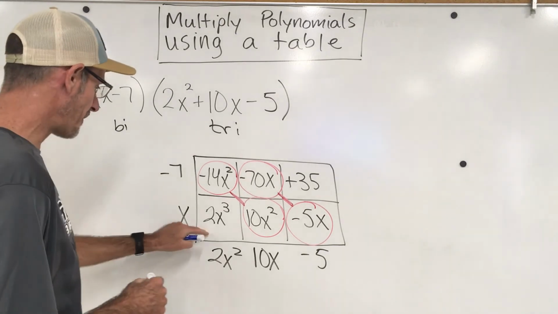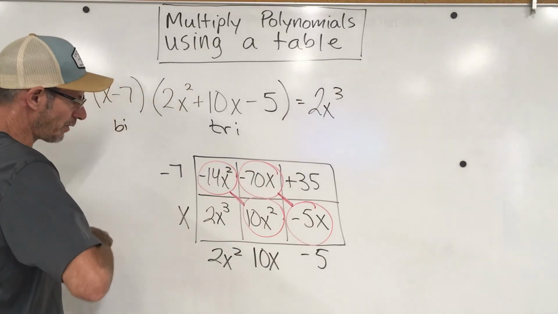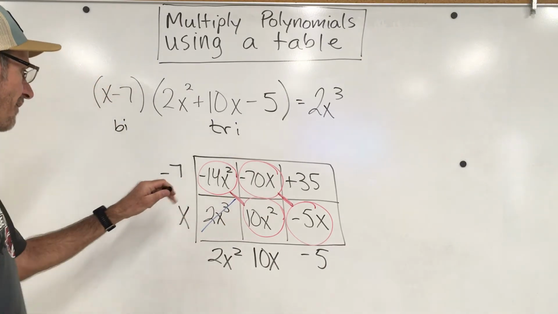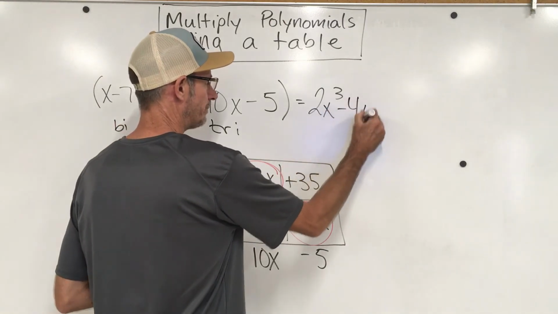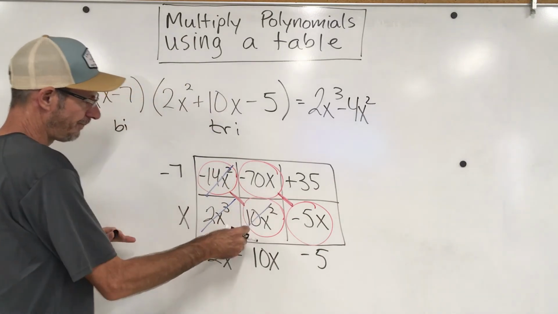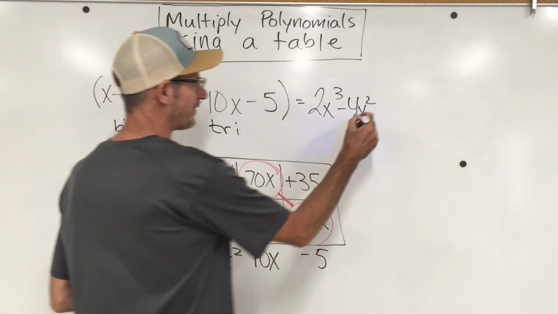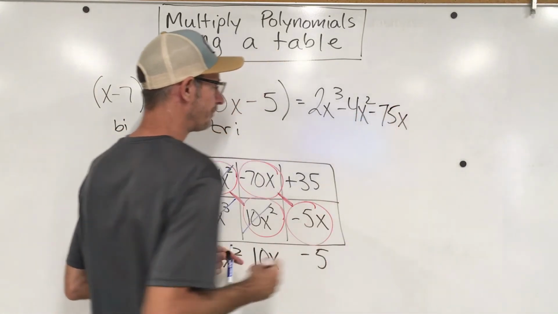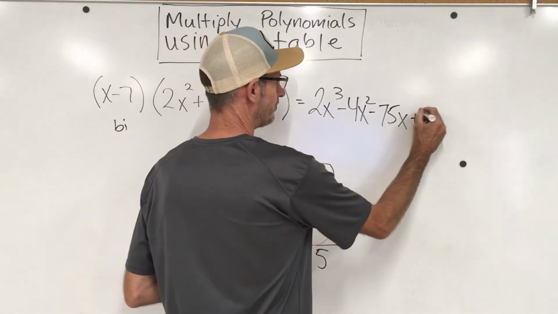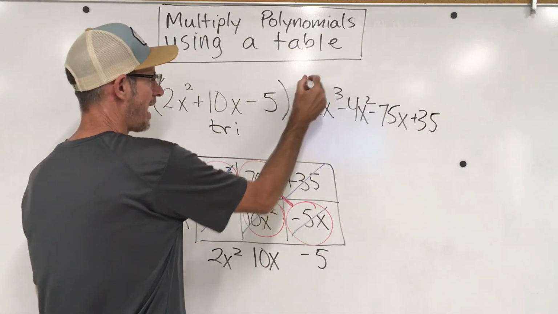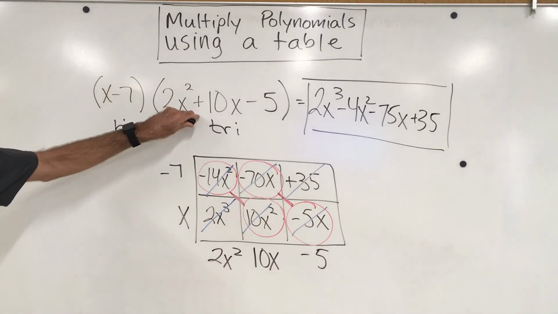So to begin with, I'm going to write down my 2x to the third. And I'm going to cross this out so I don't forget. And then I have negative 14x squared and positive 10x squared, which is negative 4x squared. And I'm going to cross those out. And then I have negative 70x and negative 5x, which is negative 75x. And finally, plus 35. And that is the answer that you get when you multiply this binomial times this trinomial.